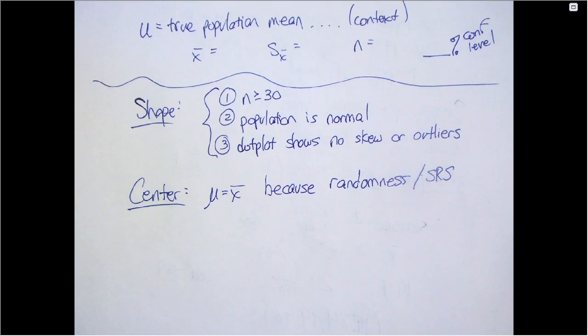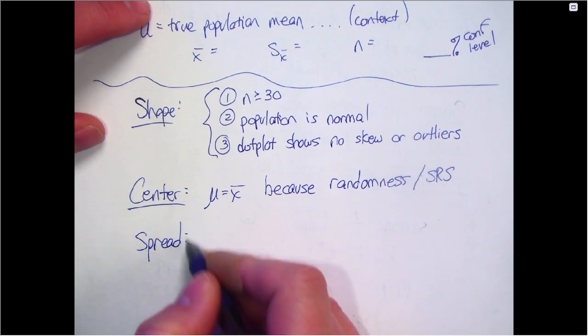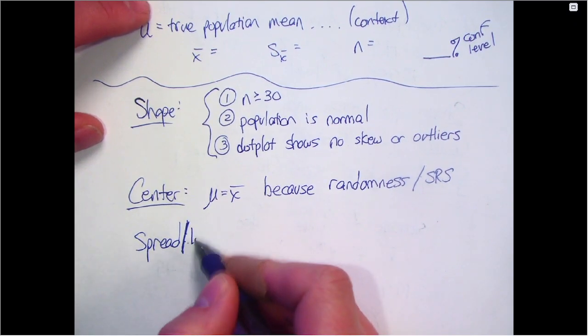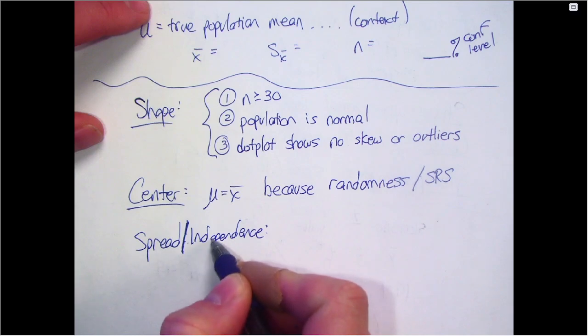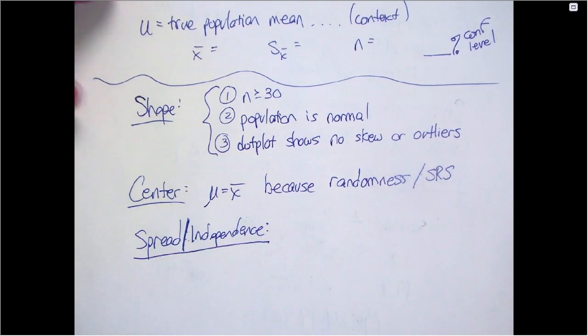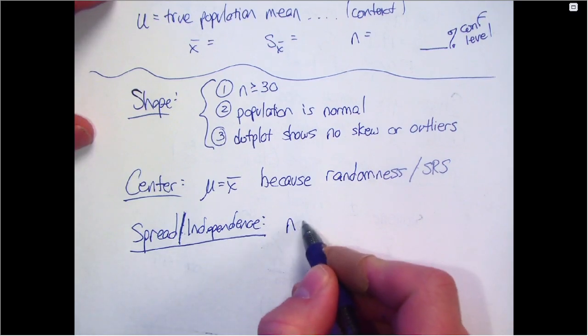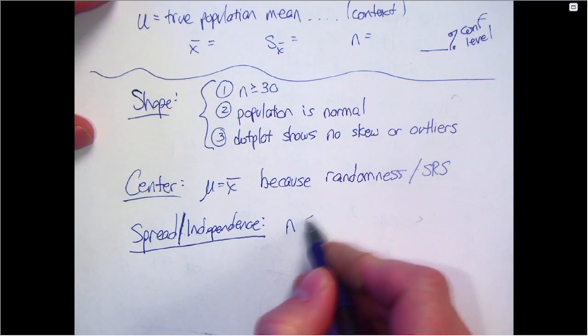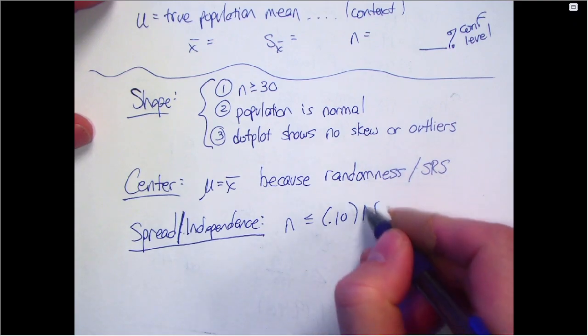Then what? I feel like I should make you guys do this, but what comes next? You can help me through it though. Spread. And then also the spread is showing independence. Yes. And what's that? 10% thingy, so small n, our sample, is less than 10% of the population, so capital N.